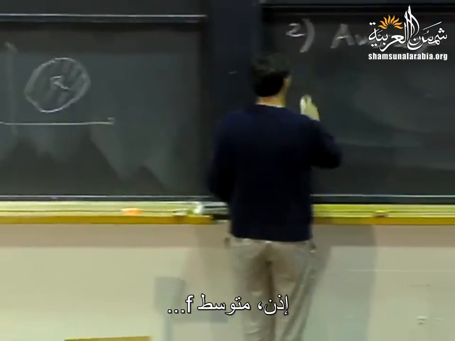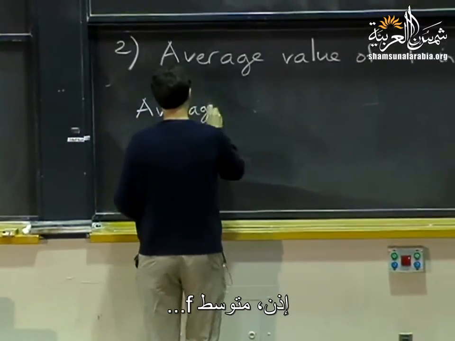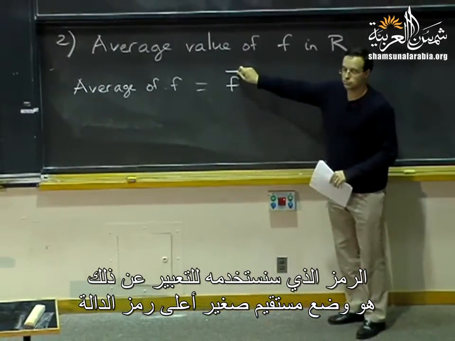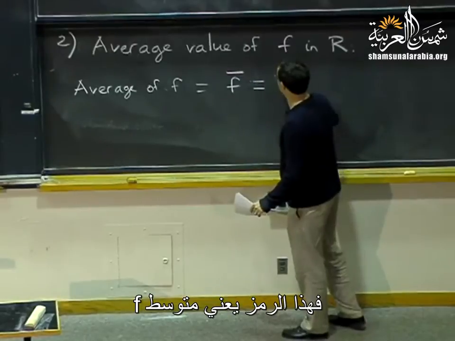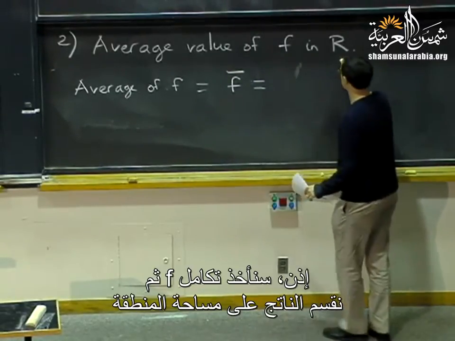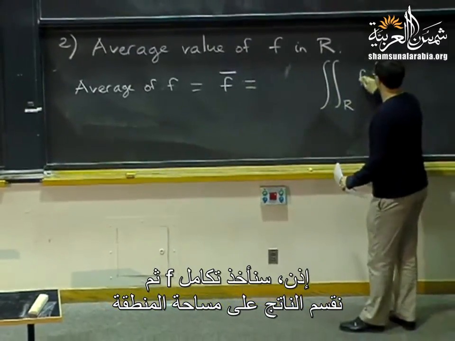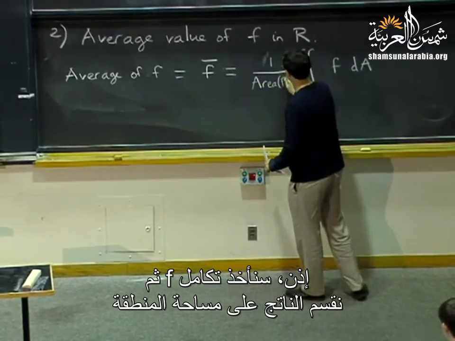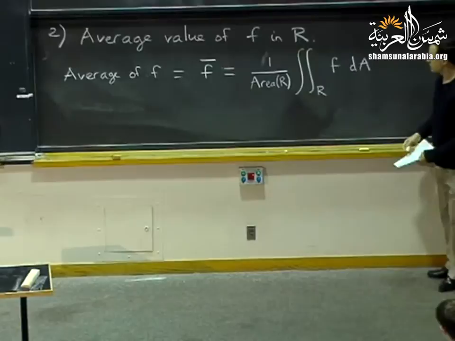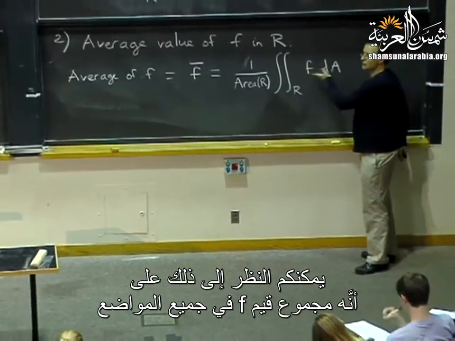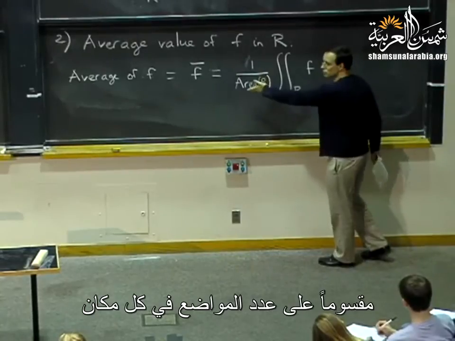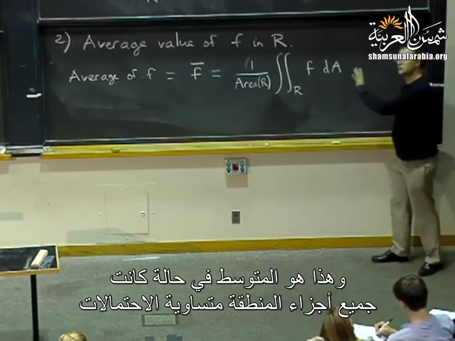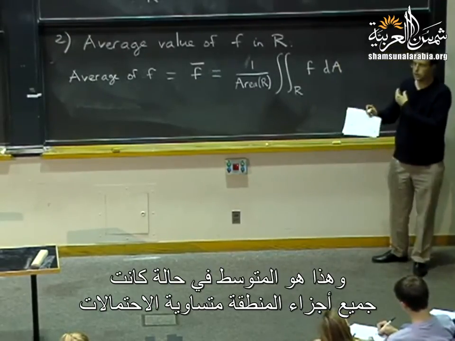Okay, so in fact, the average of f, the notation we'll use usually for that is f with a bar on top, to tell us the average f. That would be, so we said we'll take the integral of f and we'll divide by the area of the region. You can really think of it as the sum of the values of f everywhere divided by the number of points everywhere. And so that's an average where everything is actually equally likely.